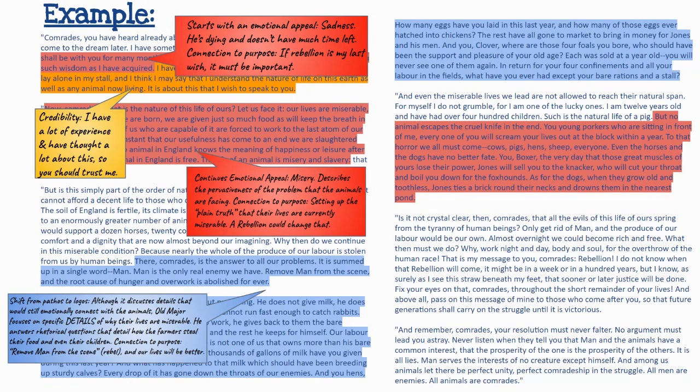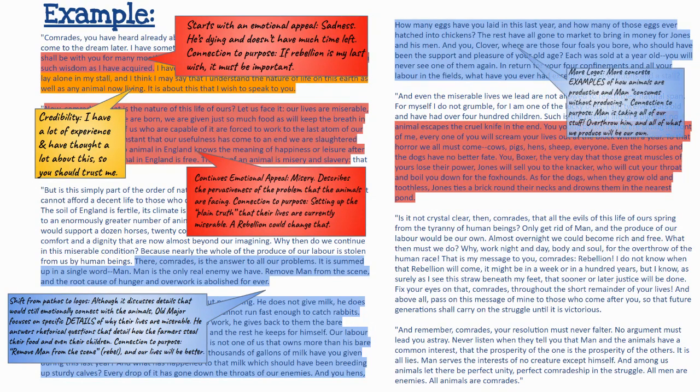How does this connect to the purpose of causing them to rebel? Old Major answers that. Remove man from the scene, in other words, rebel, and our lives will be better. He offers more logical appeal with more concrete examples of how the animals are productive, but man consumes without producing. Why would this convince them to rebel? They're taking all of our stuff. Overthrow him, and we get to keep what's rightfully ours.